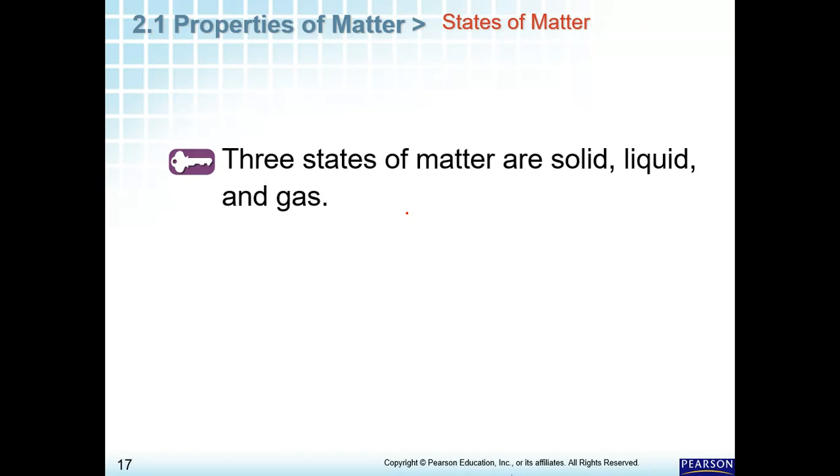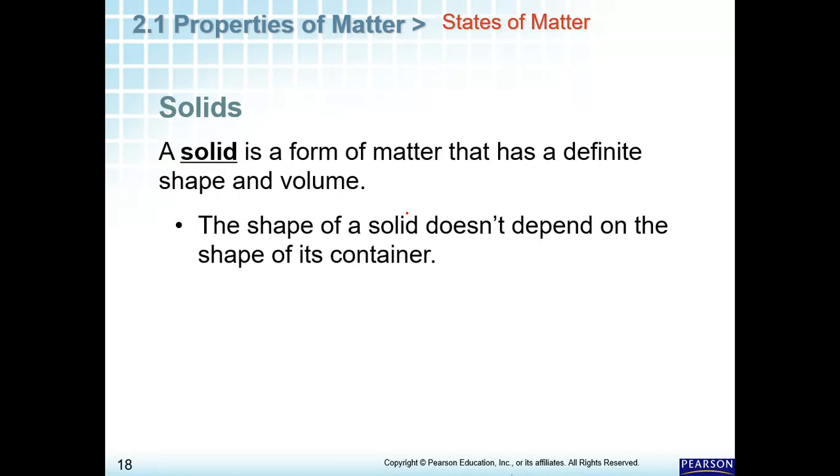So what are the 3 states of matter? The 3 states of matter are going to be a solid, a liquid, and a gas. We're going to go through each of these individually and give you characteristics, starting off with solids. A solid is a form of matter that has a definite shape and volume. When I say the word definite, that means it does not change. And so we see that right here. The shape of the solid doesn't depend on the shape that the container's in, because that shape is not going to change. How much space that it takes up is not going to change.